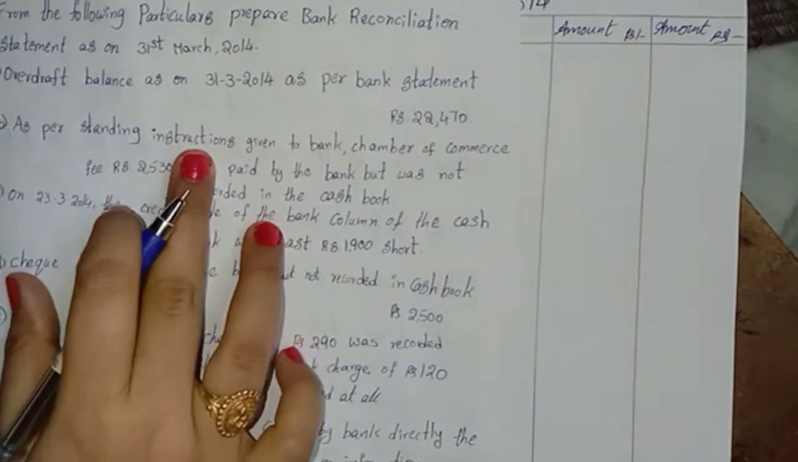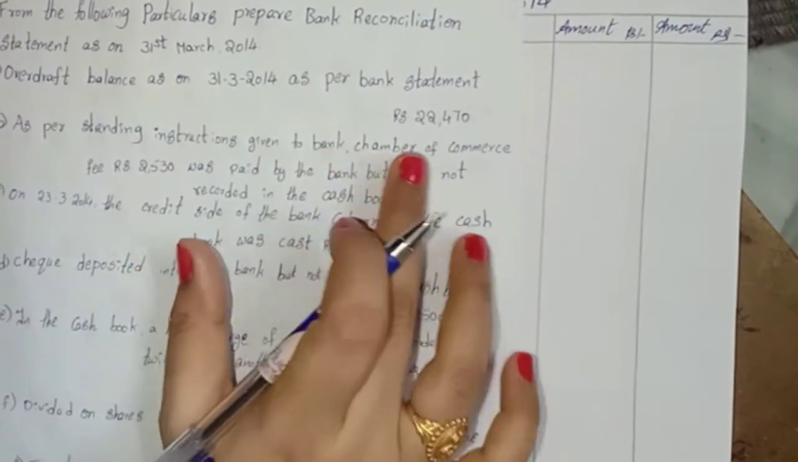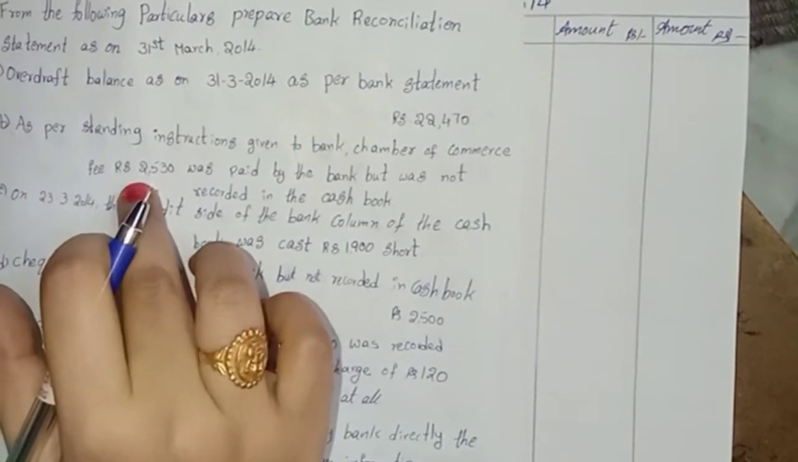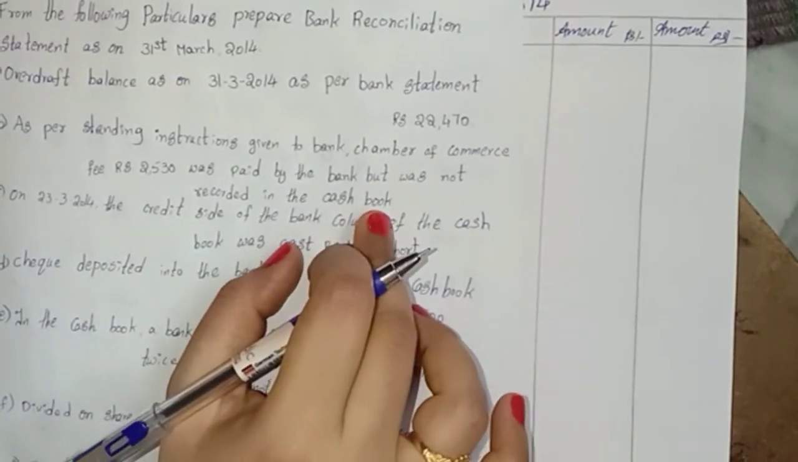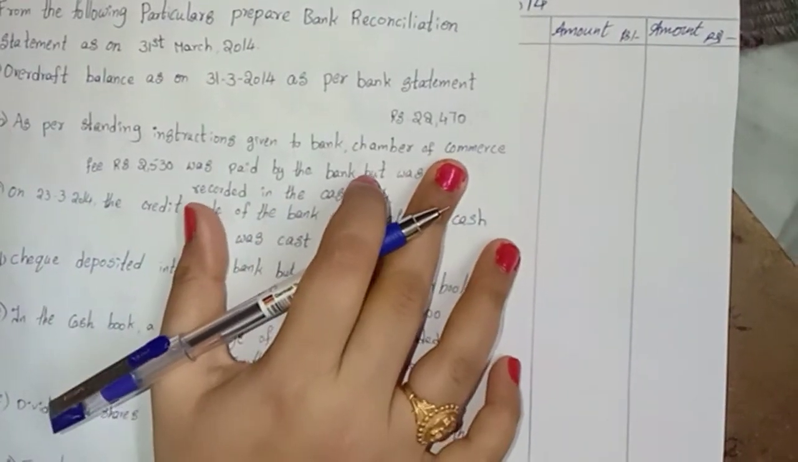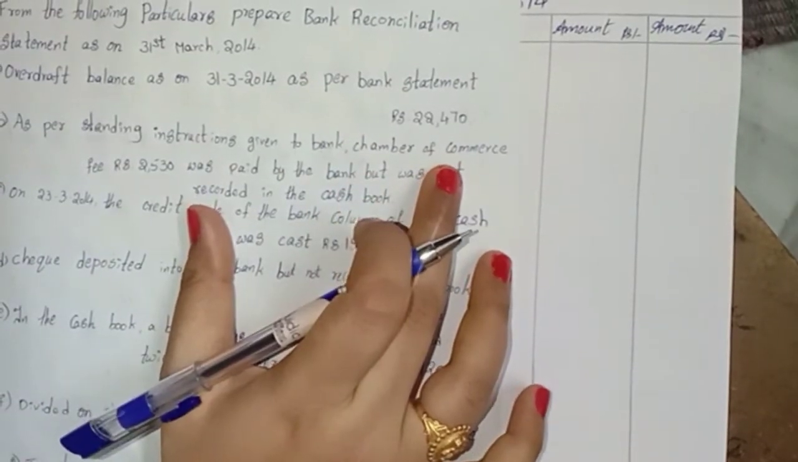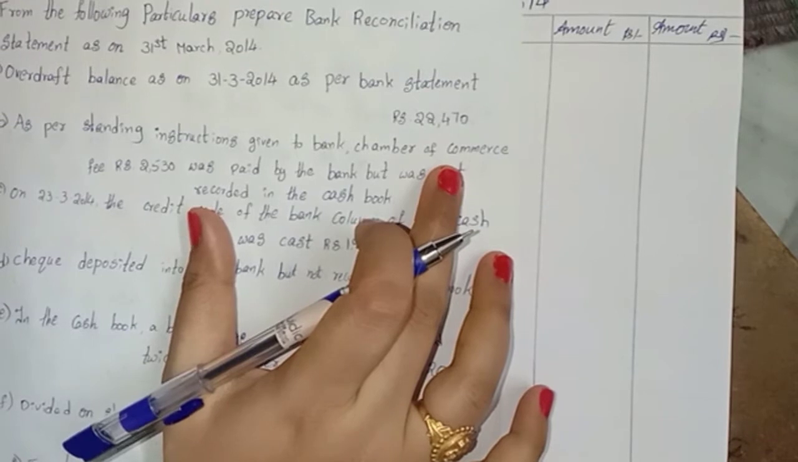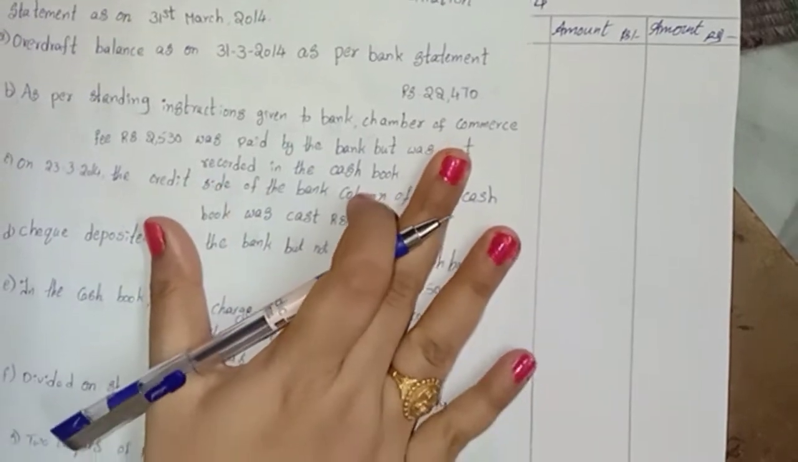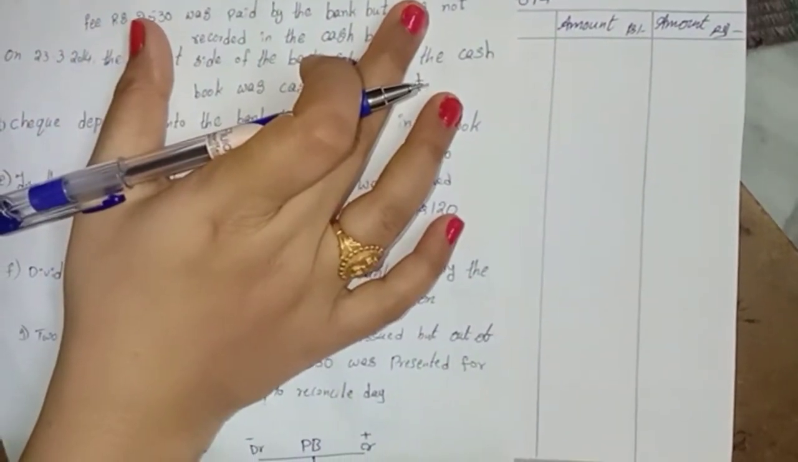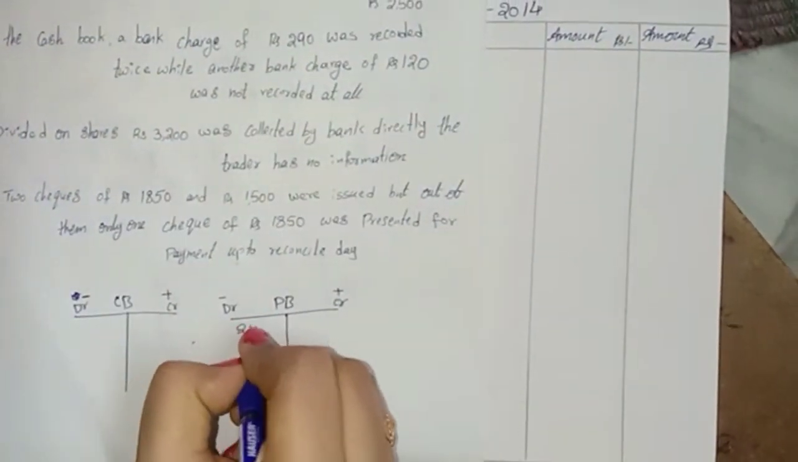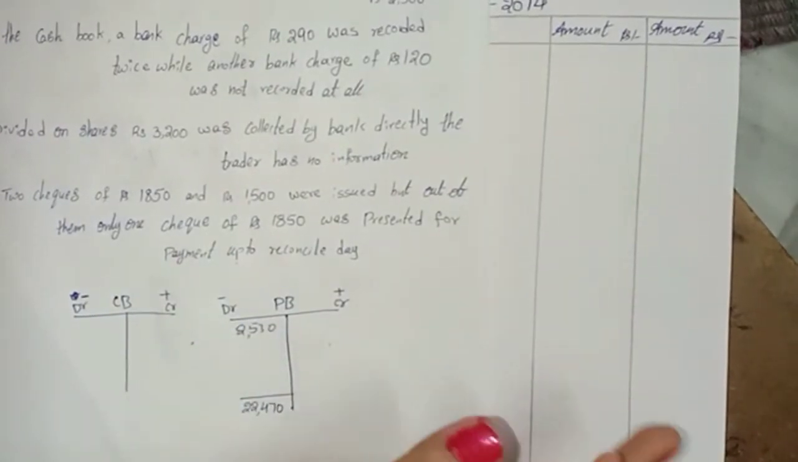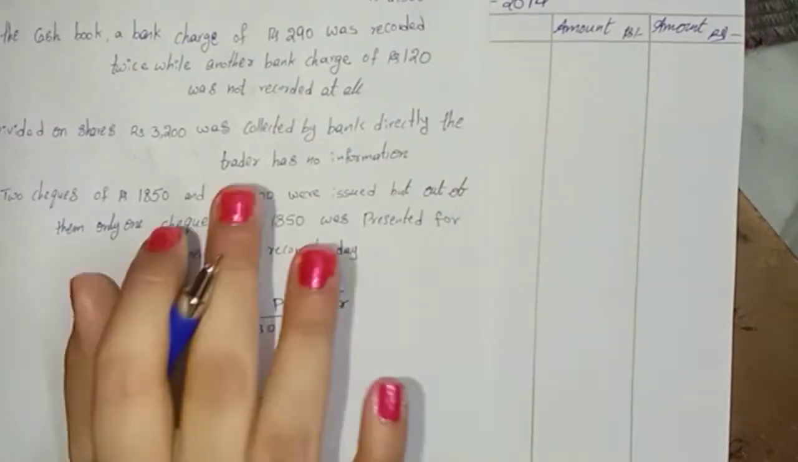As per standing instruction given to the bank, the Chamber of Commerce fee of 2,530 was paid by the bank but was not recorded in the cash book. On behalf of the customer, the bank paid some charges on the instruction of the customer through standing instructions. So these standing instructions we have to enter on the debit side of the passbook: 2,530. All payments in the passbook are entered on the debit side.